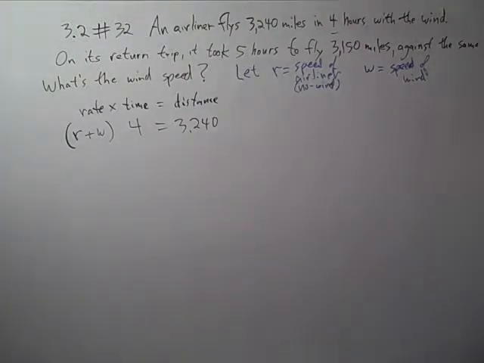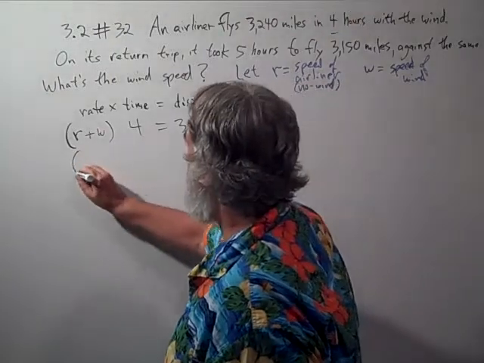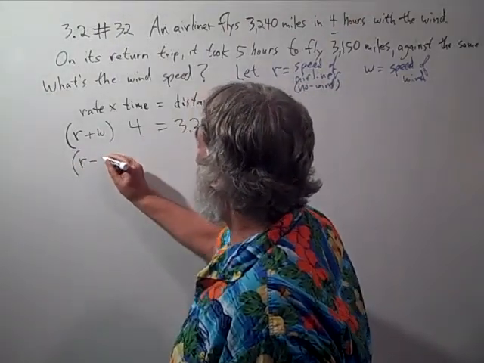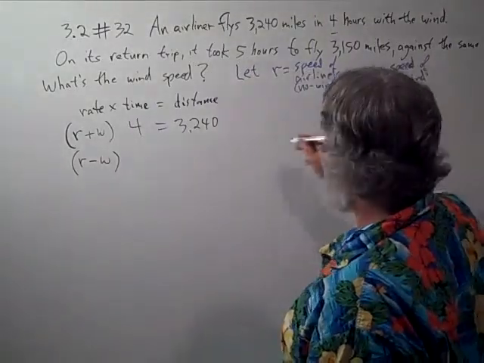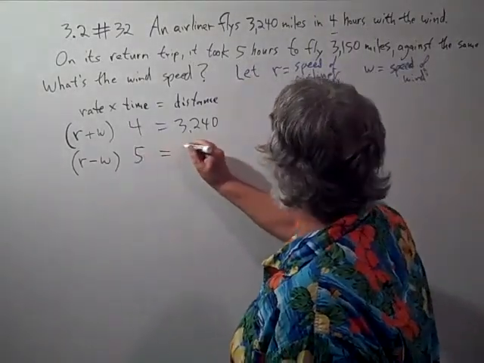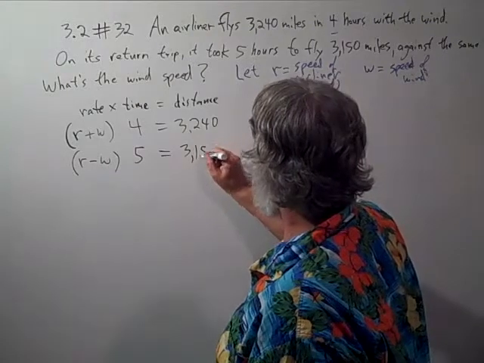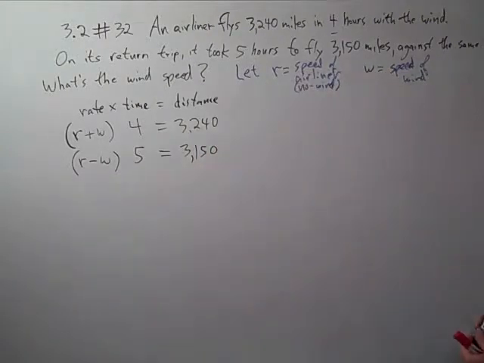And fighting against the wind, the plane would go the speed it could go with no wind minus the speed of the wind, because the wind was in the opposite direction. And it took 5 hours to go 3,150 miles. So we have these two equations.